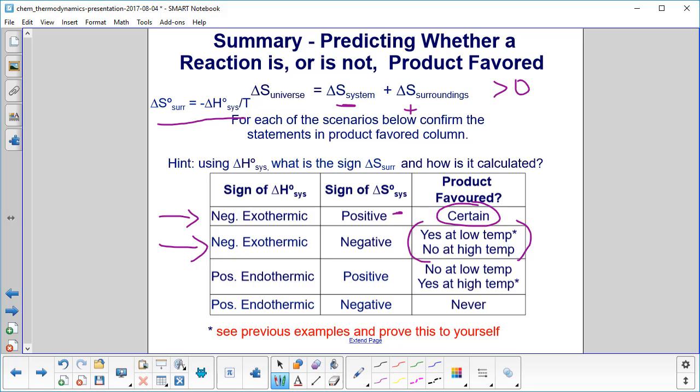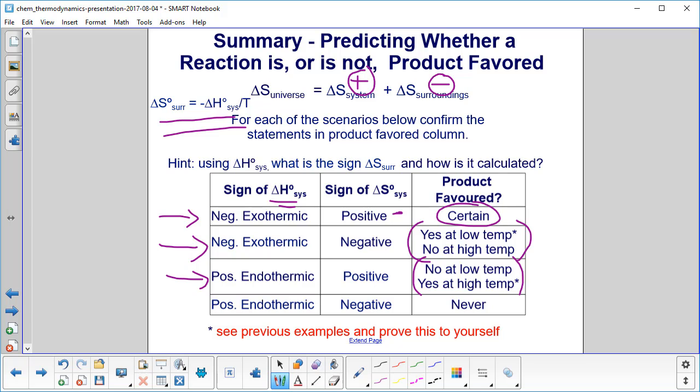Okay, now let's switch to positive, endothermic, over here. Let's erase up here and start up again. If delta S system is positive, what is delta S surroundings? Well, delta S surroundings is the negative of the enthalpy, right? So what's the negative of a positive? Negative. So I have negative here. And you just can't look at that and say when you add those together whether you get a positive or a negative number. It depends on their magnitudes. As we showed earlier, at low temperature, no, it is not product favored, but it is at high temperature.